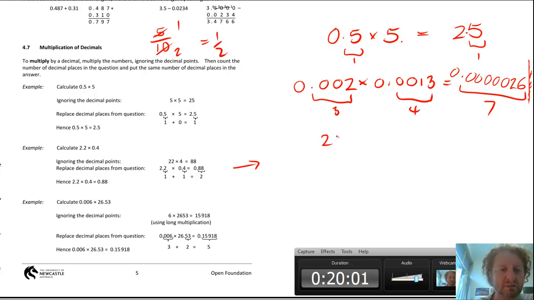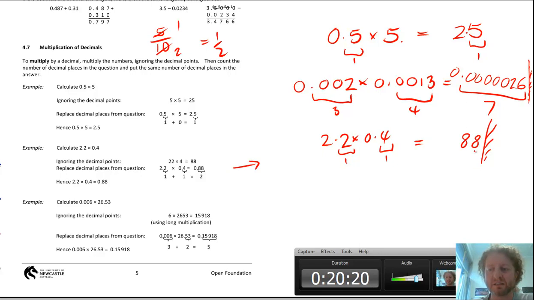Right, the next one here, a 2.2 times a 0.4. One decimal place there, one decimal place there, so 2 in total. Let's ignore the decimal places and it just reads 22 times 4. So 22 times 4 is 88, and I should have 2 decimal places. So there's my answer, and already you can see there's my decimal places. The last one here, what'd that have? 3 decimal places and 2, so it's 5 decimal places. There's my answer, and there's my 5 decimal places. Great. So that's multiplication of decimals.